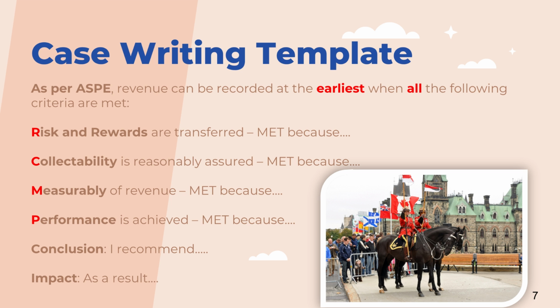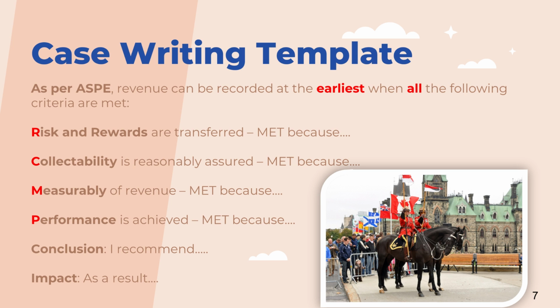So here's a template of how I would apply the revenue recognition criteria in a case. In addition, I would use the acronym RCMP to help me remember all the criteria of revenue recognition. R being risk and rewards are transferred, C being collectability is reasonably assured, M being measurability of revenue, and then P being performance is achieved.